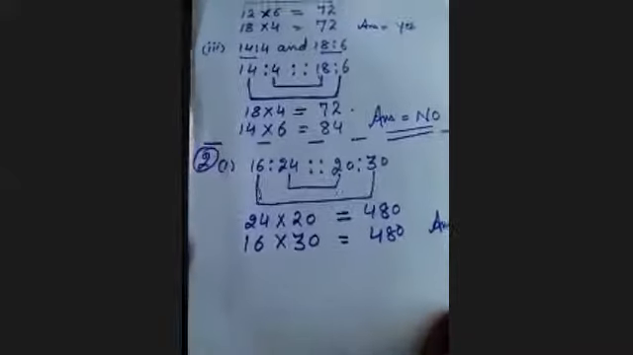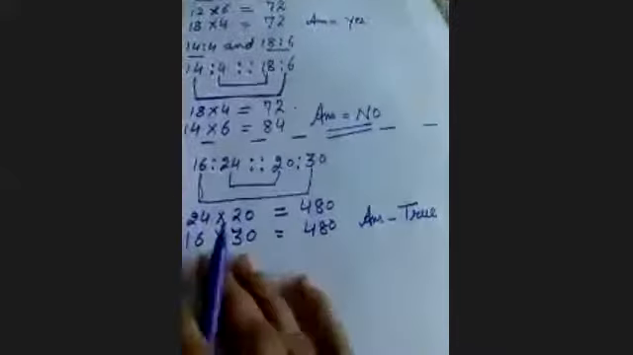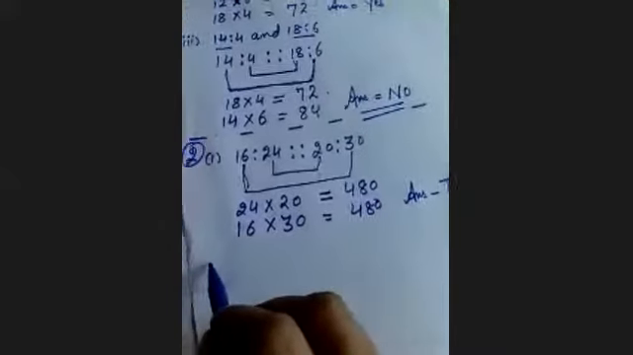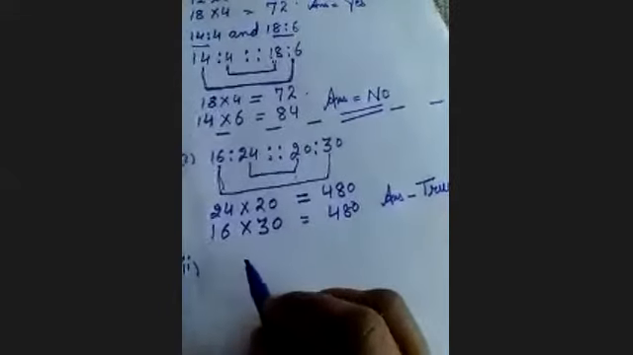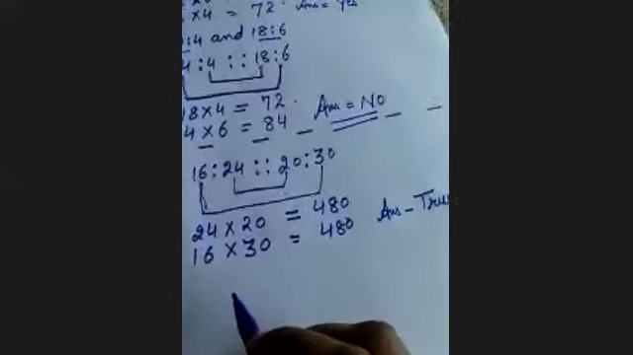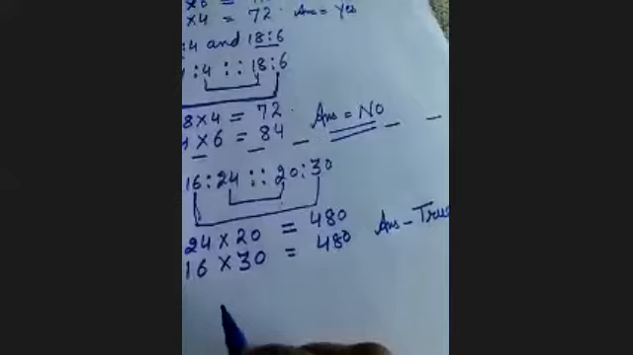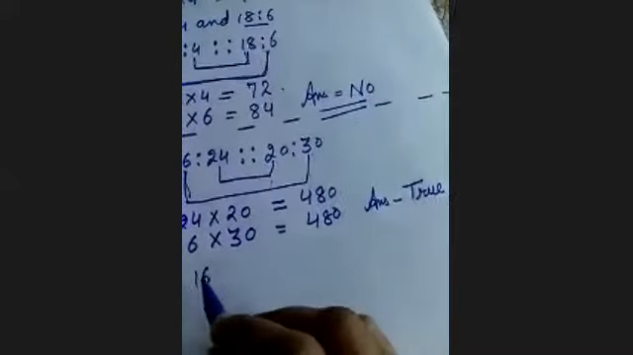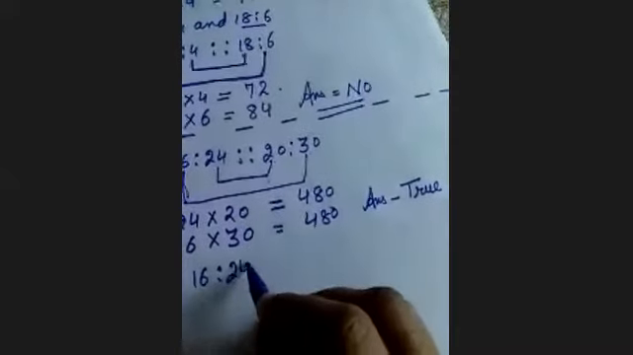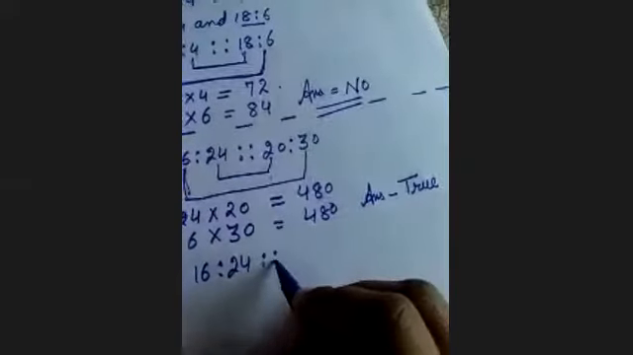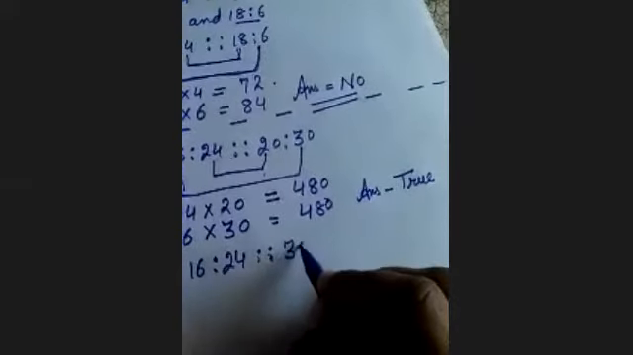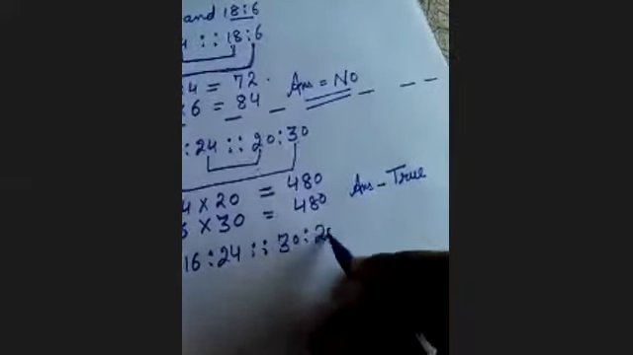Now second part, second question, second part. Now the ratio is 16:24, then 30:20.